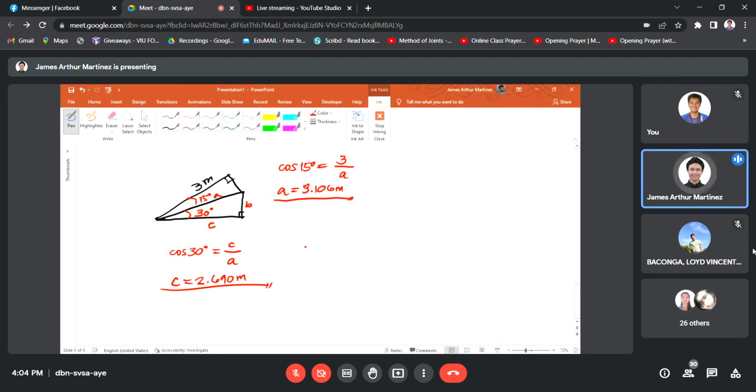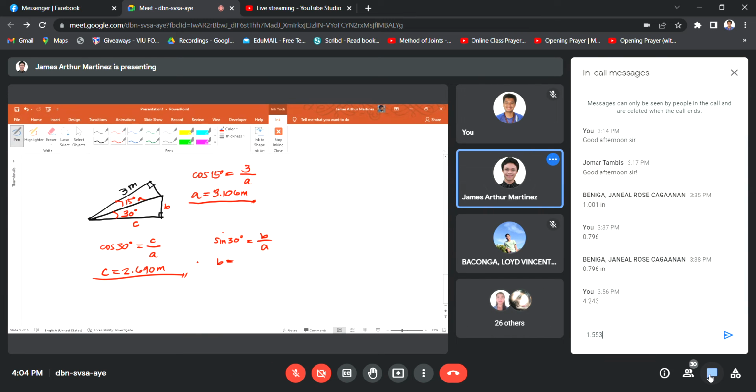Sige. So for number B, so di ba sine function lang na siya, no? So sine of 30 degrees is equal to opposite niya si B over hypotenuse niya si A. Therefore, B is equal to 1.553.